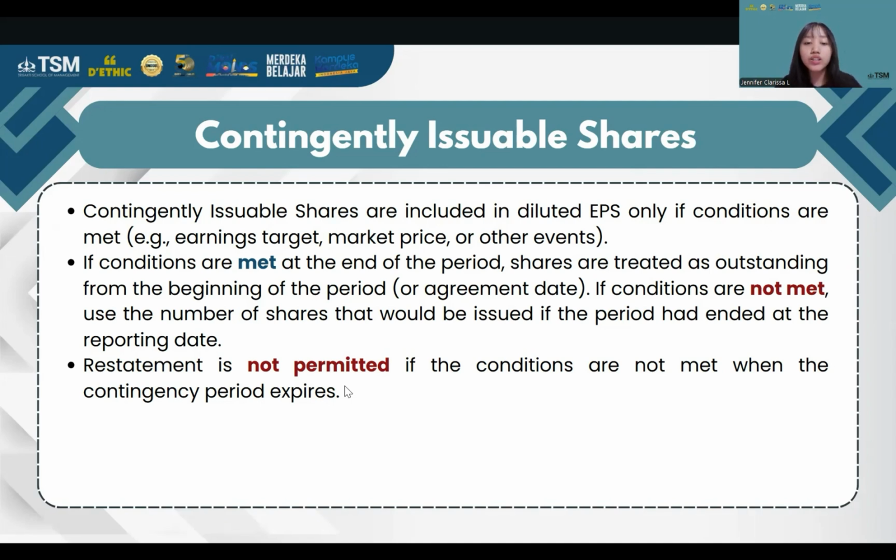So, if the conditions are met, this can maximize the potential dilution. But if the conditions are not met, this gives a what-if view. Restatement is not permitted if the conditions are not met when the contingency period expires. So once the period ends, we can't go back and adjust the EPS later, even if the conditions are met after the period ends.